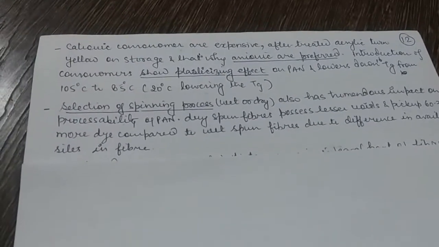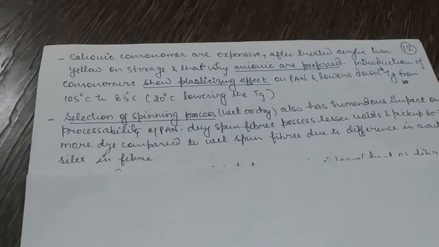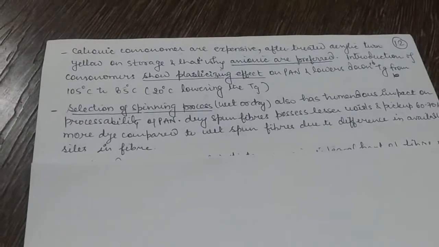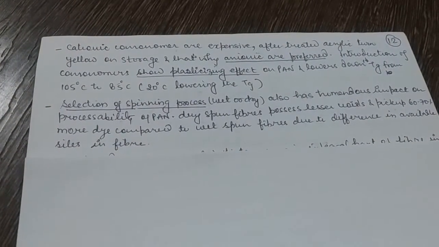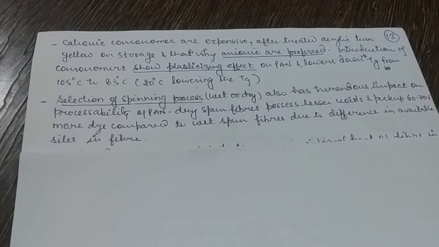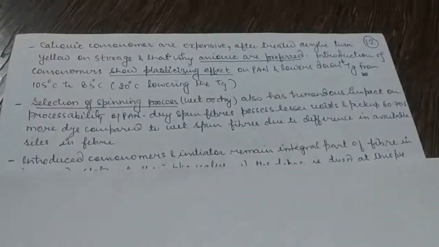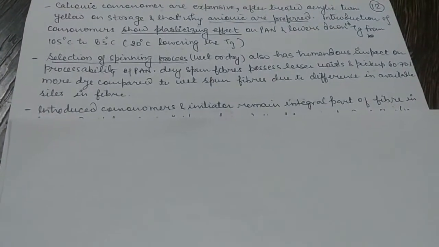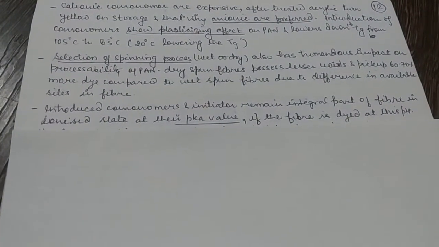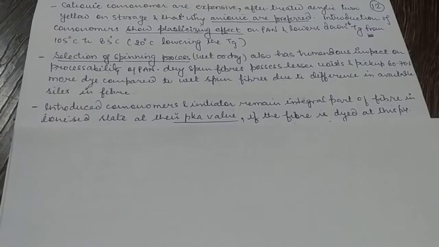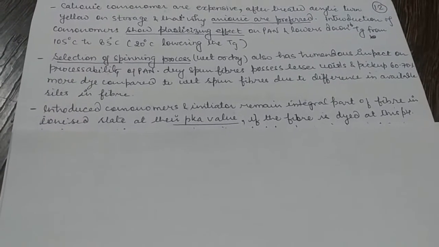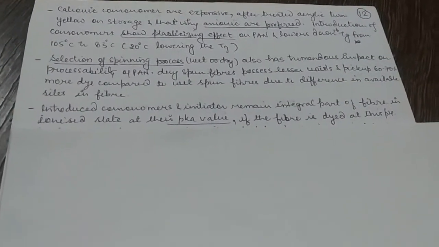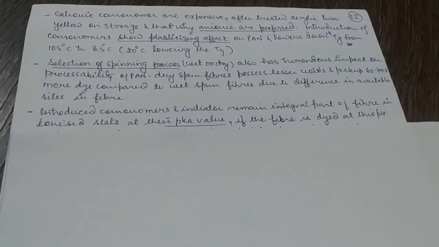So for dyeing purposes, dry spun acrylic fiber has fewer voids and picks up more dye compared to wet spun fibers. The introduced comonomer and initiator remain an integral part of the fiber in ionized state at their pKa value. The pKa value is the value where maximum ionization happens, that is, the pH at which maximum ionization happens.